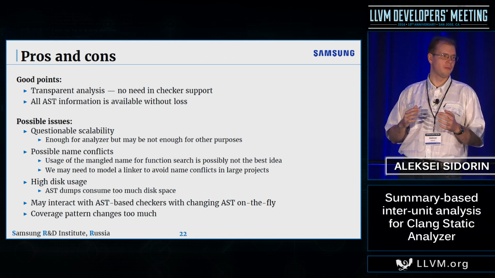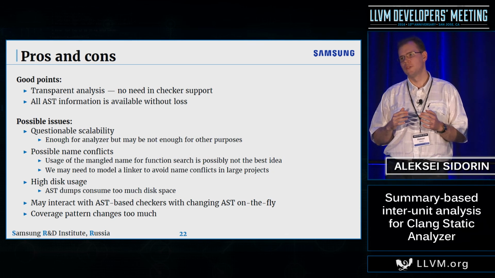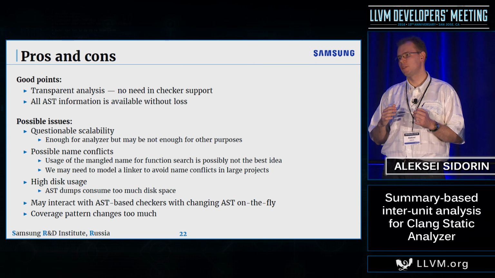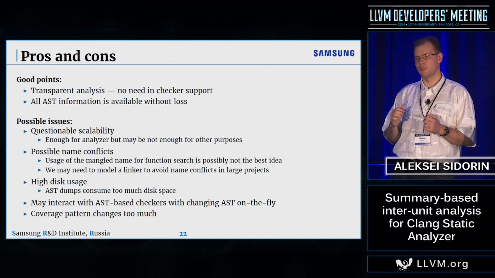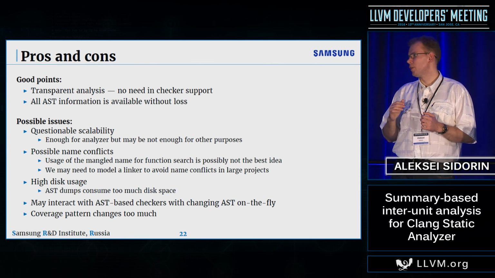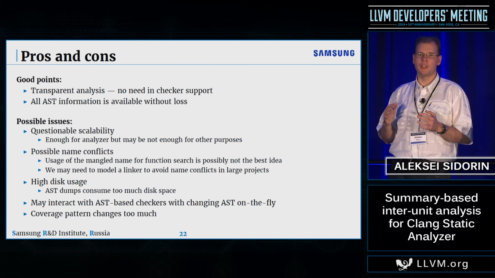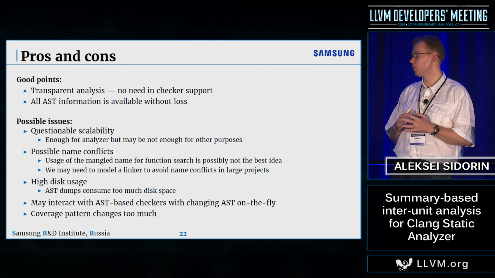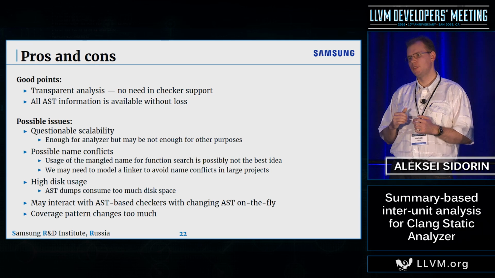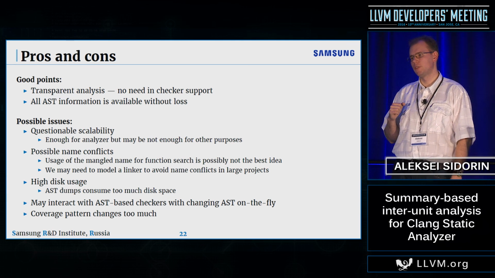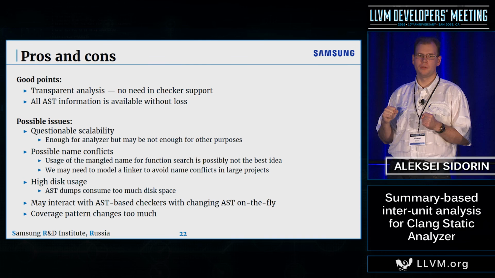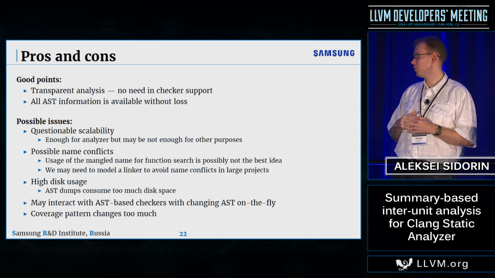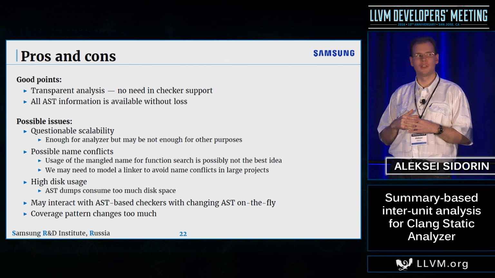One of the possible issues may be a limited scalability of such an approach. While this scalability is enough for analyzing, because we import only a number of translation units at a time, building the common AST of a large project is definitely not the best idea. Another issue we meet is possible name conflicts. For example, if we have multiple functions with the same signature, we may incorrectly determine which function we need to use. To overcome this problem, we are going to support linker operations.